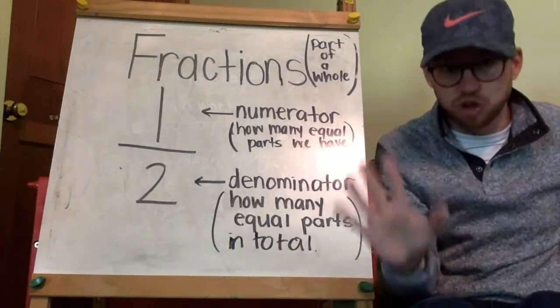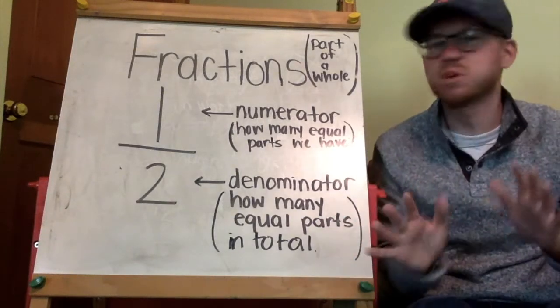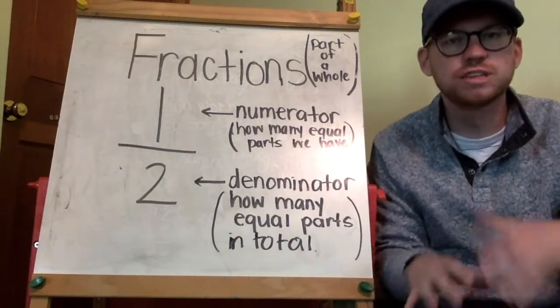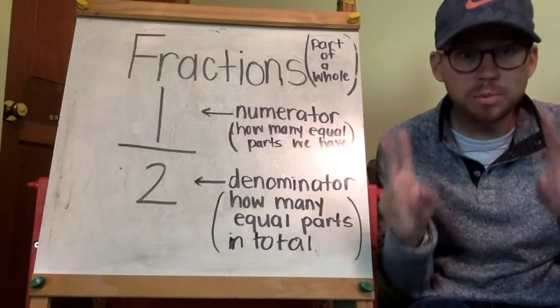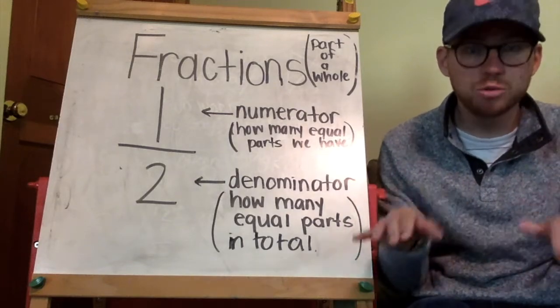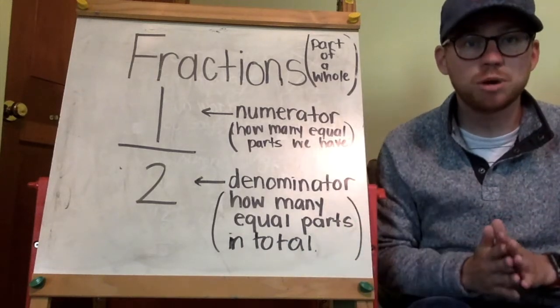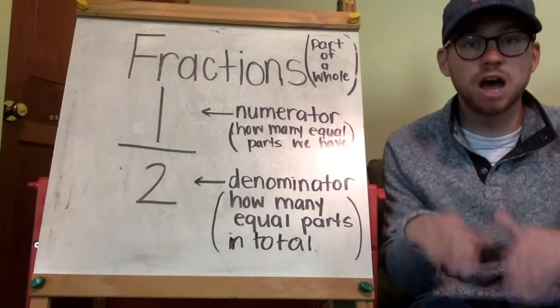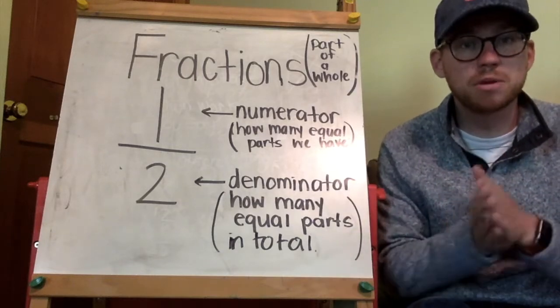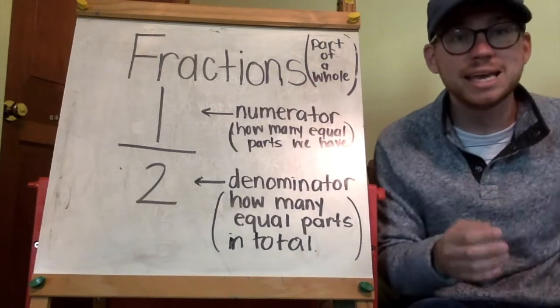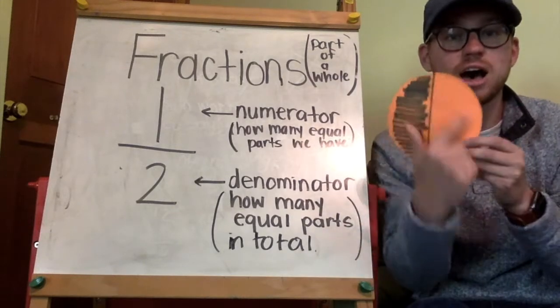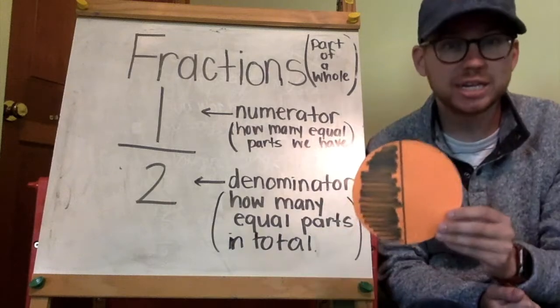So, just reviewing real quick on our terms, and then we're going to dive into making fractions and looking at different examples. 2 important terms, numerator and denominator. Numerator is the top number. How many equal parts do I have? And then denominator is the bottom number. How many equal parts are in total? Or how many equal parts has the shape been partitioned into?